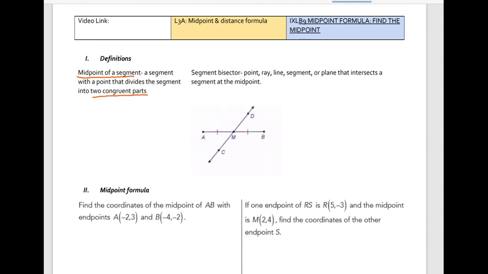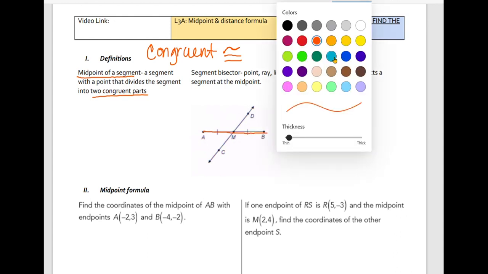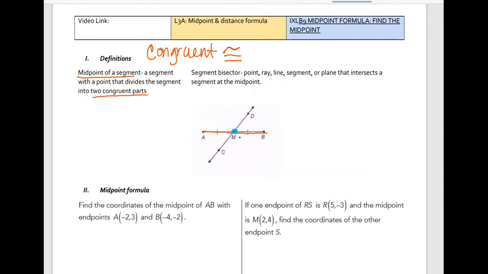So the way that you say something is congruent is going to be with this symbol. It's a tilde with an equal sign. It's supposed to be connected. So that's how you know something is congruent. So we want to say, if we look at line AB, the midpoint of AB is going to be M, right in here.